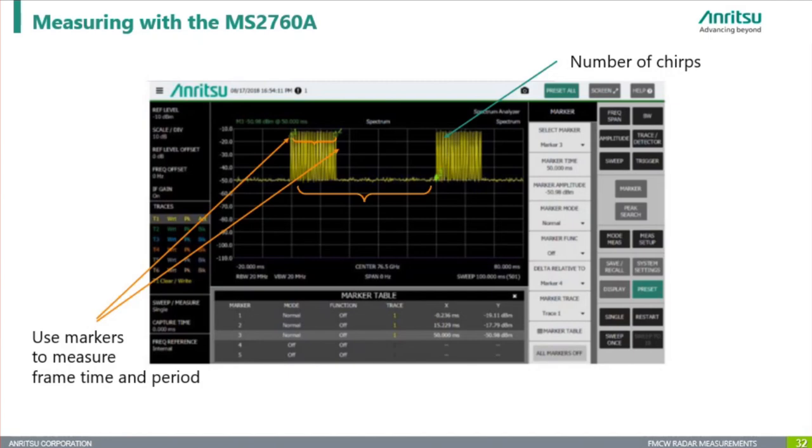Zooming in on the chirp resolution. By zooming into the captured signal, you can observe multiple peaks within the frame. Those peaks represent individual chirps. In this case, you will see 32 chirps per frame, and each chirp is clearly distinguishable within the 50 millisecond window. This method ensures accurate visualization and analysis of radar chirp structures, which is essential for validating signal integrity and timing.